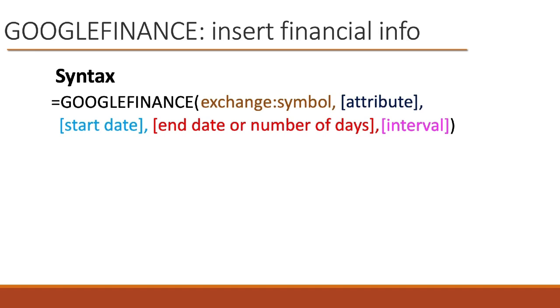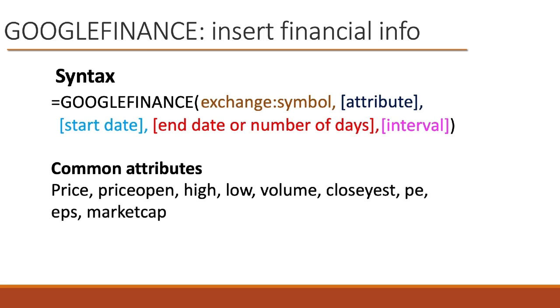So we were talking about the attribute argument. Here are some common attributes that you can put in that part of the function. You could put in, let's say, the price. Maybe you want the price of a particular share. Maybe you want the opening price. And typical things like high, low, volume. Close yes is the close of yesterday or the most recent trading day. Then you could put in, if you want, the PE ratio, earnings per share, and the market cap. There are others, but these are the most common ones that anyone would want. So now we could go and do a few examples.